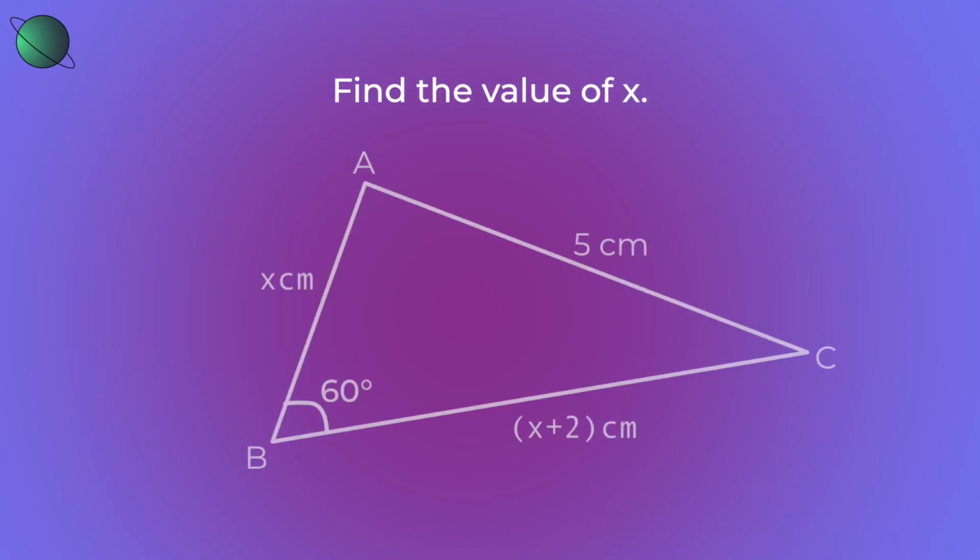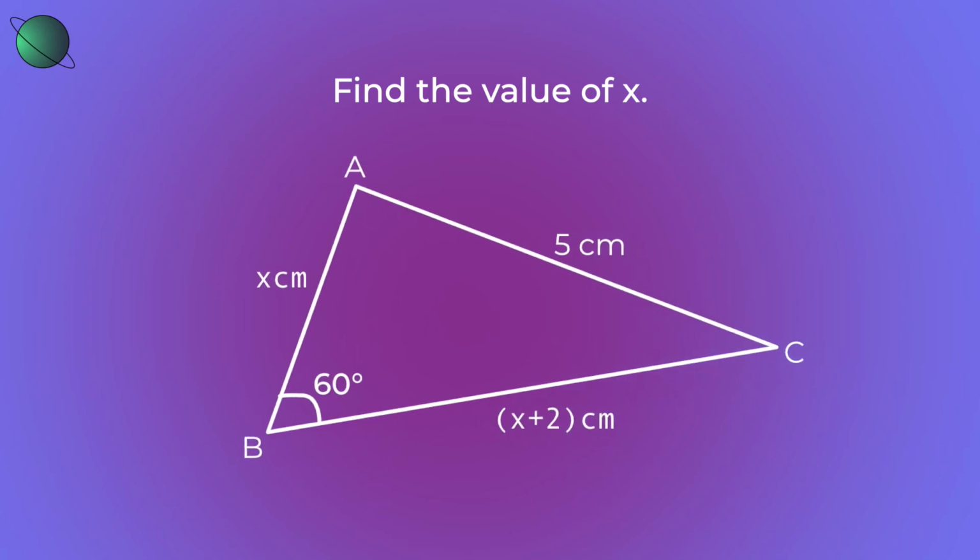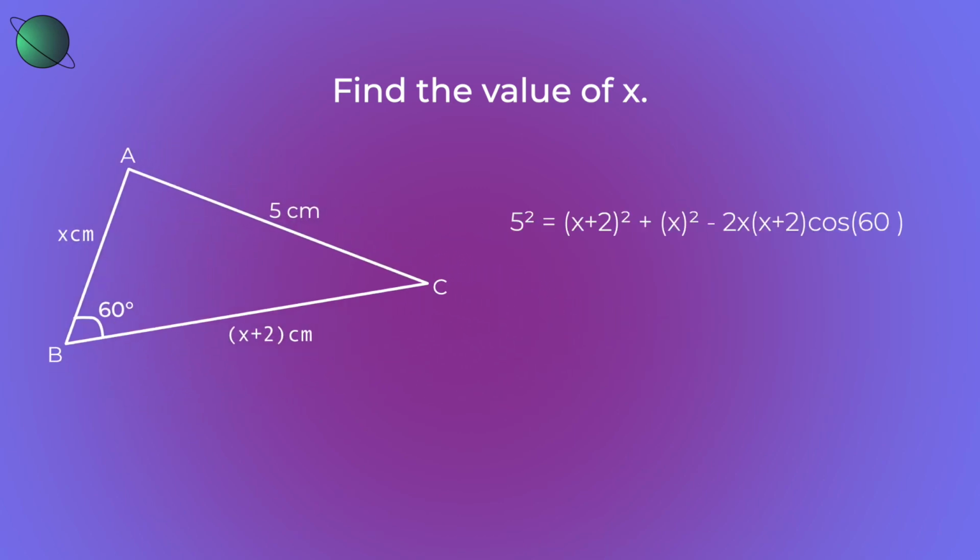In your exam, the cosine law can also be used to find unknowns if the lengths of the triangle are given algebraically. In this triangle, AB is x, BC is x plus 2, and AC is 5, with an angle ABC of 60. By applying the cosine law this time, we would have 5 squared equals x plus 2 all squared plus x squared take 2x times x plus 2 times cos 60.